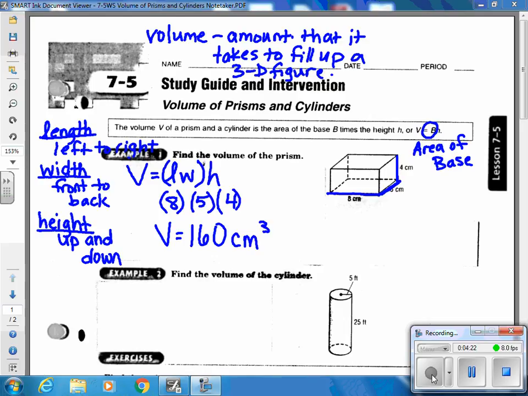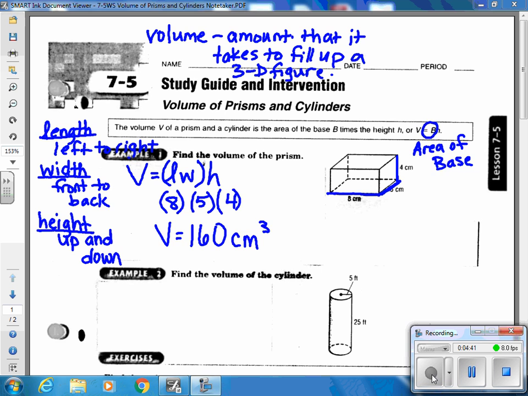And the little silly trick behind saying that is a rhyming word. V rhymes with 3. So if you're finding the V, you need a 3 in your final answer. Okay, so see if that'll help you remember which one to put, because if you don't have that number there in the air, your units are technically wrong. All right, so that's how you do a rectangular prism.